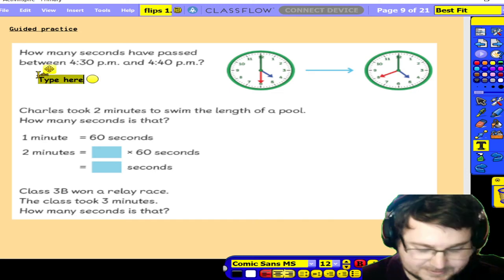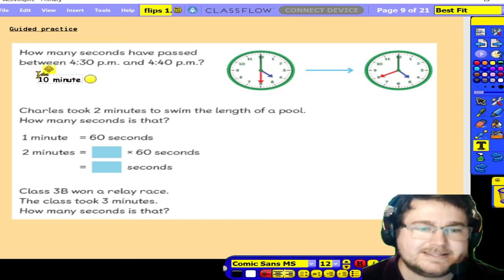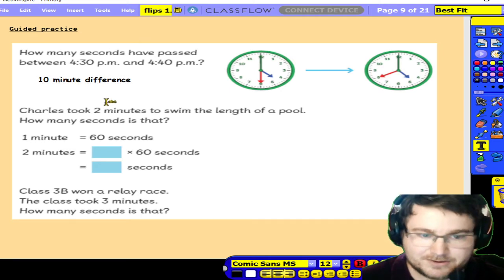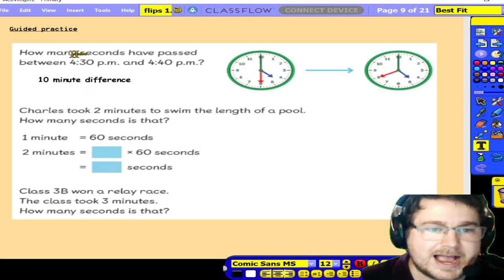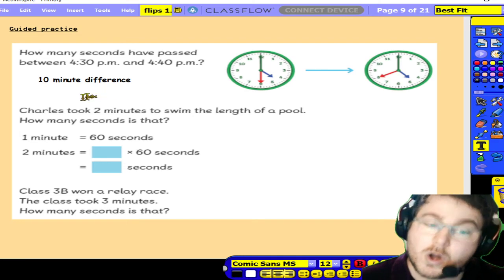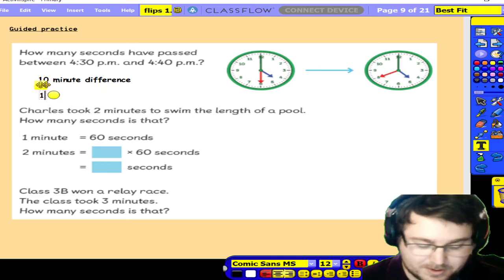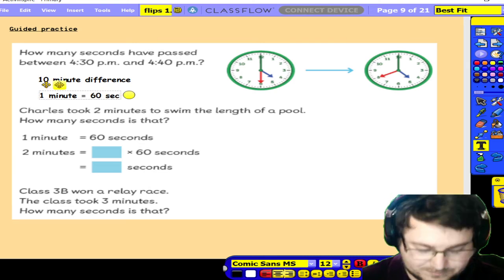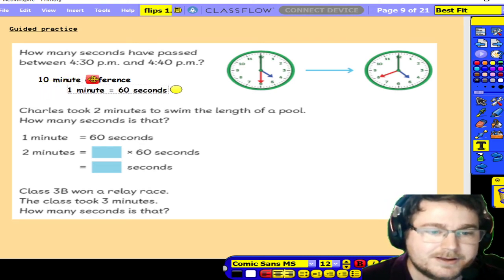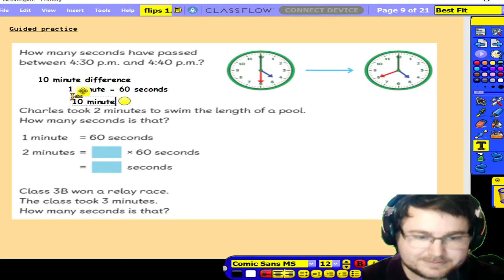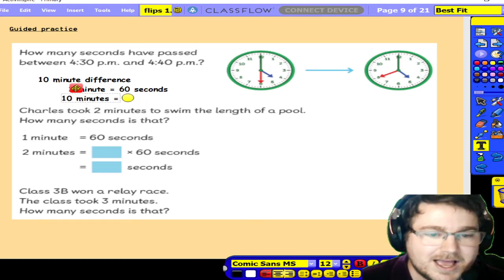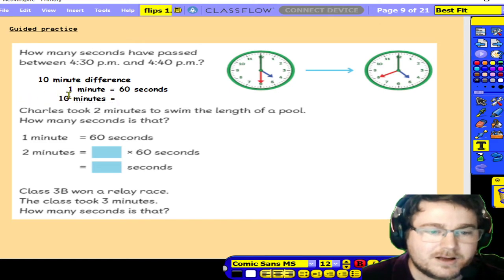You should have noticed that there is a 10-minute difference. I'll just pop that there. A 10-minute difference. So, what are they asking us to do? How many seconds have passed? Okay, well, 1 minute equals 60 seconds. We've established that. So, 10 minutes will equal... we just need to times it by 10.